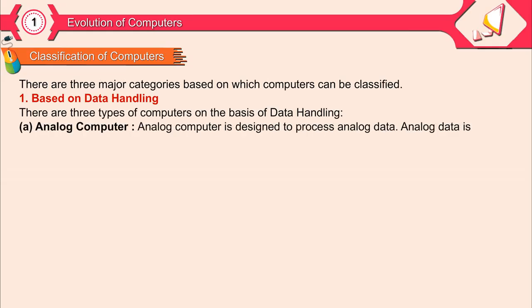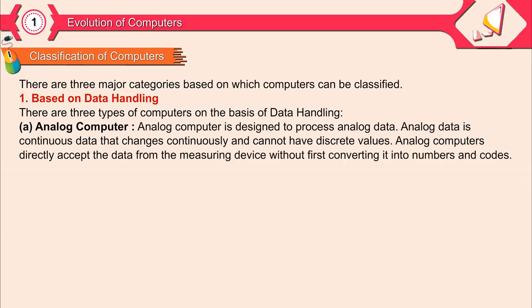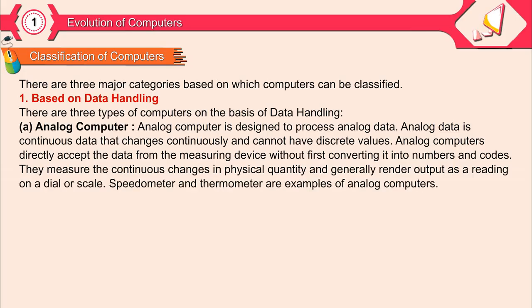Analog computer. An analog computer is designed to process analog data. Analog data is continuous data that changes continuously and cannot have discrete values. Analog computers directly accept the data from the measuring device without first converting it into numbers and codes. They measure the continuous changes in physical quantity and generally render output as a reading on a dial or scale. Speedometer and thermometer are examples of analog computers.